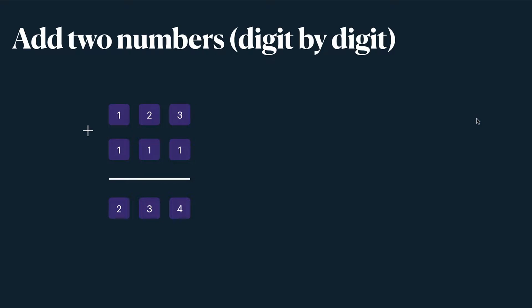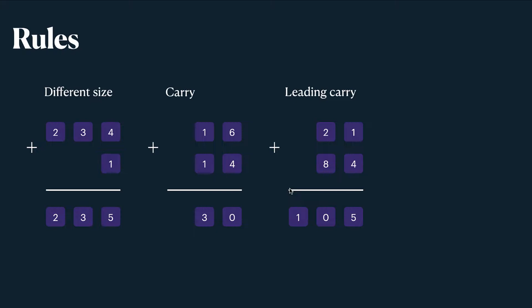So let's start with adding two numbers. It's the smallest example we can have, and the two numbers are 123 and 111. So we start to sum them up from the right, since we have a positional notation system, and we sum 3 plus 1, it's 4, 2 plus 1 is 3, 1 plus 1 is 2. Pretty clear. But that's not it.